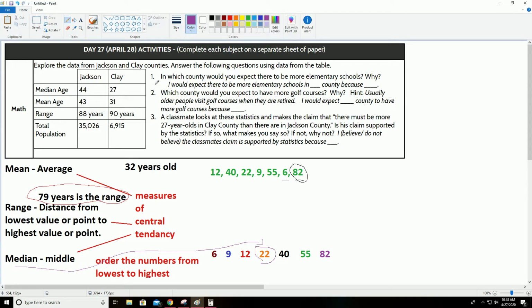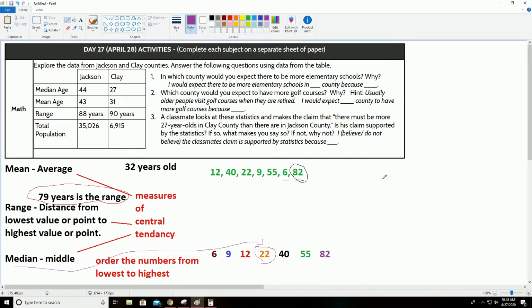Let's go to our questions and make sure that you understand everything. So that way, when you watch Miss Durr's video on her problem that's just like this with different numbers, it'll make a little more sense. In which county would you expect there to be more elementary schools, and why?